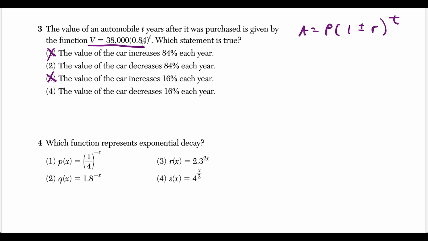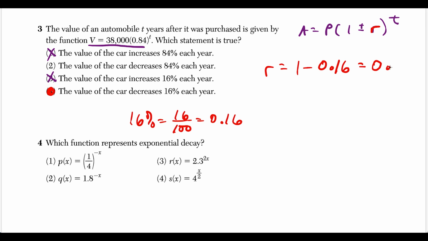And then we have to be careful here though, because the amount that it decreases by is referring to the r value here, the rate. So right away I'm seeing this is looking like choice 4, and the reason being that if I do 1 minus 0.16, just be mindful that 16% is the same thing as 16 over 100. And that as a decimal is 0.16. So if I do 1 minus 0.16 like this, that's going to give me 0.84. And that's why our formula here has a 0.84 attached. So that's why this car is decreasing 16% each year, choice 4.